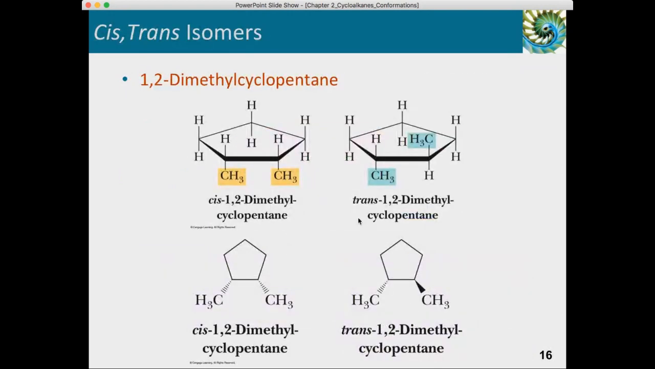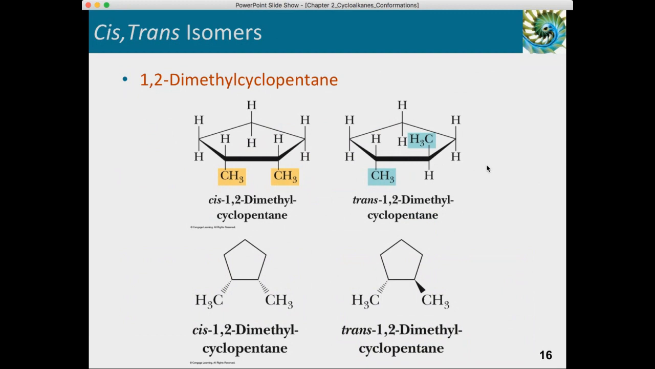Okay, so here we have 1,2-dimethyl cyclopentane. The compound on the right is also, according to this nomenclature, 1,2-dimethyl cyclopentane. However, you can see how the 3D structure of these two compounds is different, where in this compound you have the methyl groups below the plane of the ring, and in this compound they are above the plane. If you try to superpose these two, you will see that they are two different compounds.